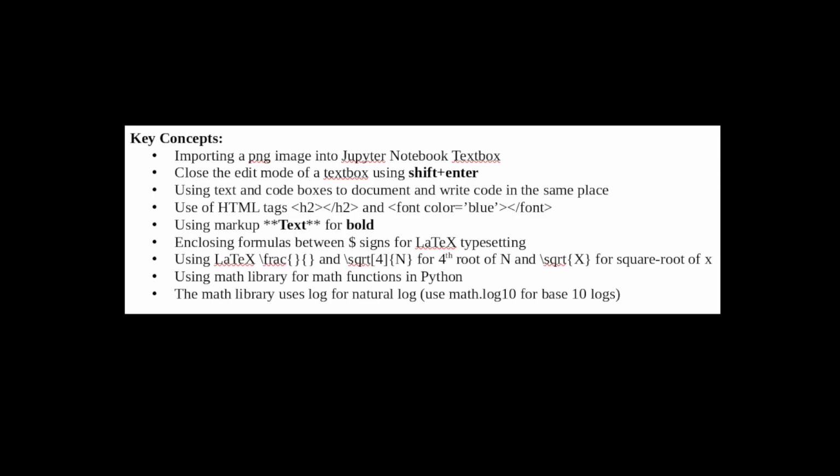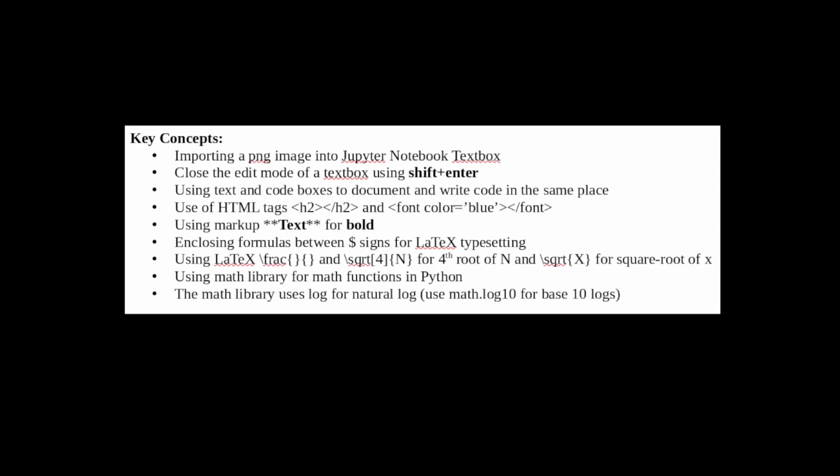I also showed you how to change the font color. For the tag for the font color, you put font space color equals, and you put the name of the color in quotes. I also showed you some markup, especially the markup for making your text bold was to just add 2 stars. Don't leave any space after the stars. Otherwise, it won't render correctly. I also showed you how to enclose formulas using dollar signs for LaTeX typesetting of mathematical formulas.